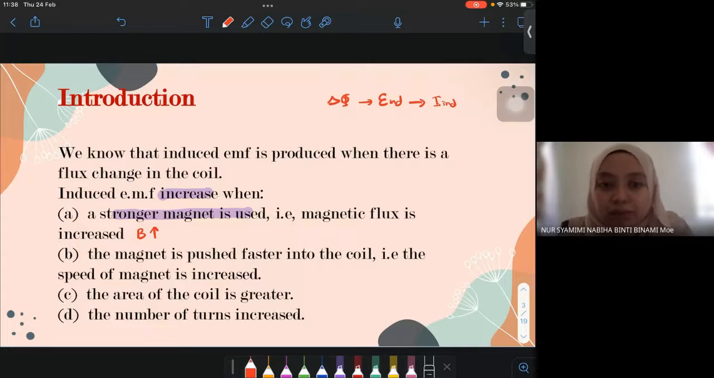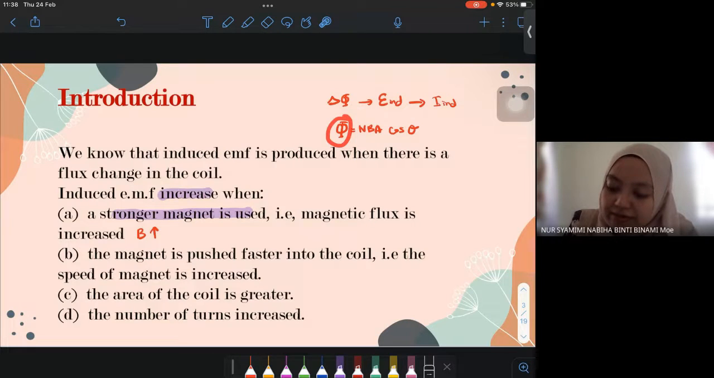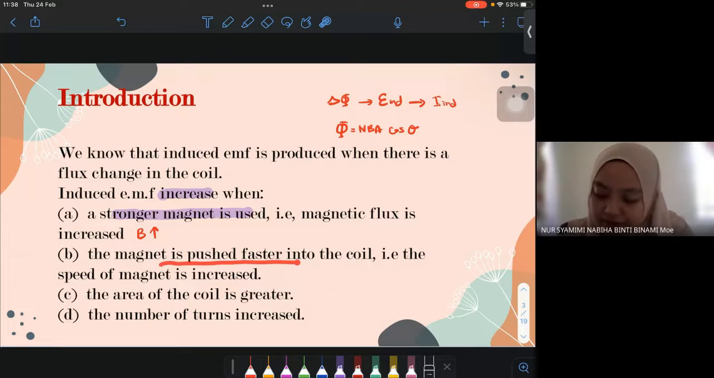So bila ada more magnetic field, kita tahu that formula flux is equals to NBA cos theta. So flux is directly proportional with B. So lagi tinggi B, lagi tinggi flux, lagi banyak induced EMF. Okay. B, the magnet is pushed faster into the coil ataupun velocity tinggi. So bila velocity tinggi, magnetic field juga akan masuk dengan lebih banyak menyebabkan flux ini semakin banyak.